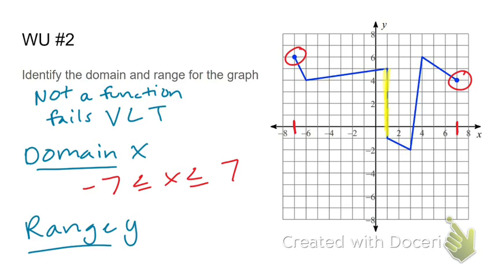Now I'm going to look at the range, and I'm looking for the smallest y value to the biggest y value. So what's our smallest y value? Up and down. Negative 2. What's our highest y value? 6. Okay, so I know yesterday's lesson was a lot because we really needed to review domain and range. Domain is describing the x's, range is describing the y's.